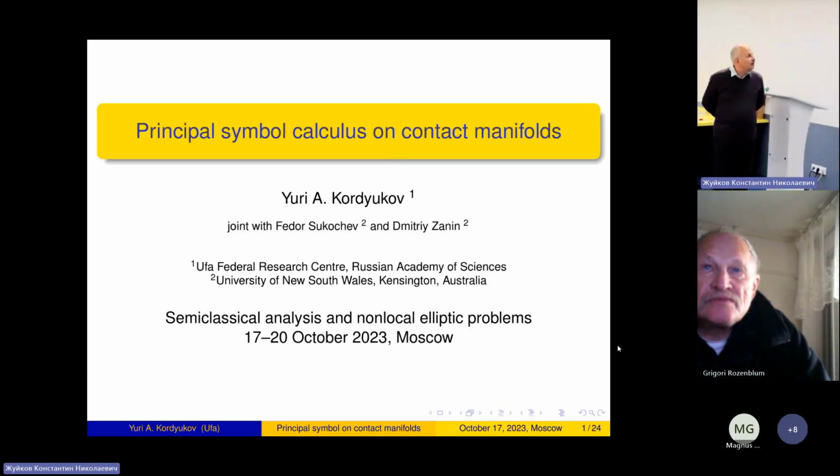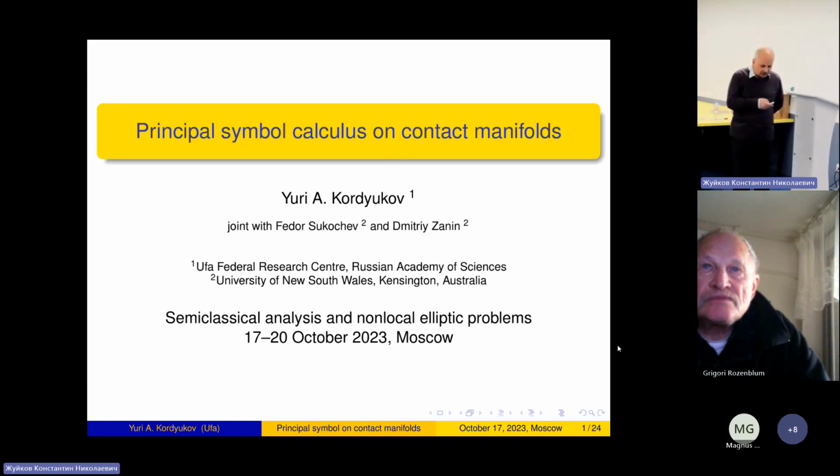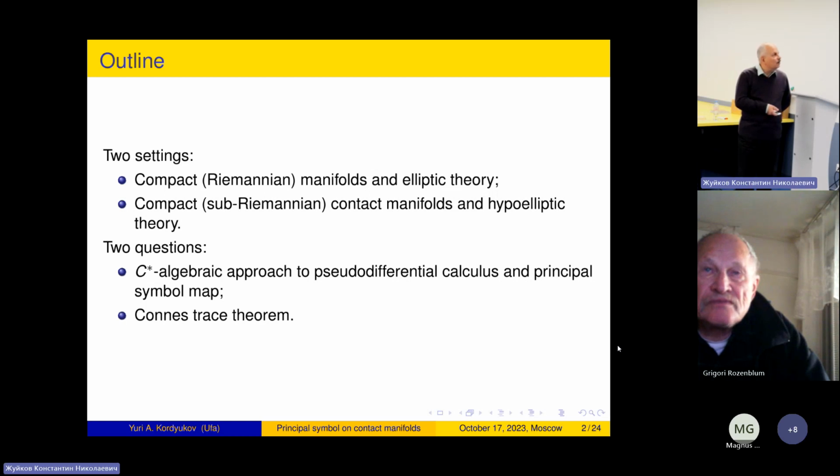Okay, this is the title of my talk, the principal symbol calculus on contact manifolds. And actually, I will describe two settings. So I first consider just compact Riemannian manifolds and elliptic operators. And then I pass to compact sub-Riemannian contact manifolds and related hypoelliptic operators.